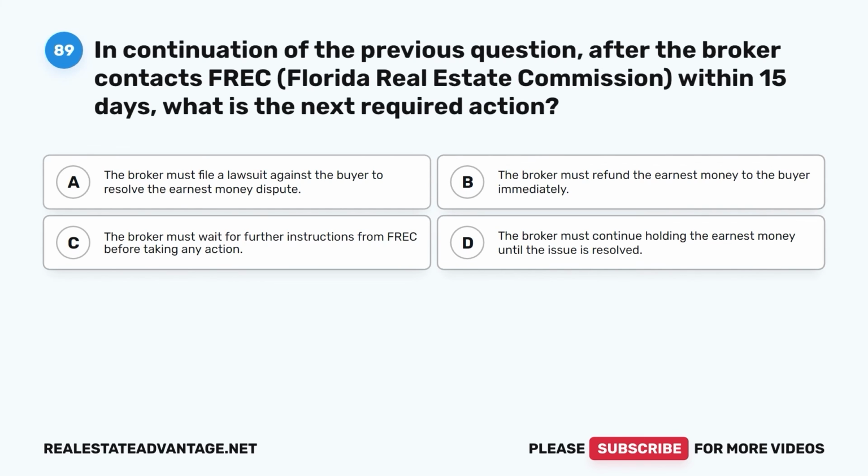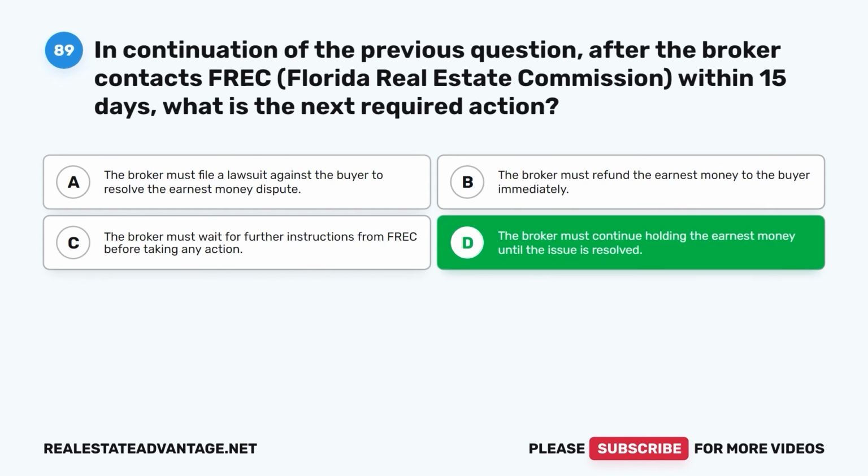Question 89. In continuation of the previous question, after the broker contacts FREC, Florida Real Estate Commission, within 15 days, what is the next required action? A. The broker must file a lawsuit against the buyer to resolve the earnest money dispute. B. The broker must refund the earnest money to the buyer immediately. C. The broker must wait for further instructions from FREC before taking any action. D. The broker must continue holding the earnest money until the issue is resolved.